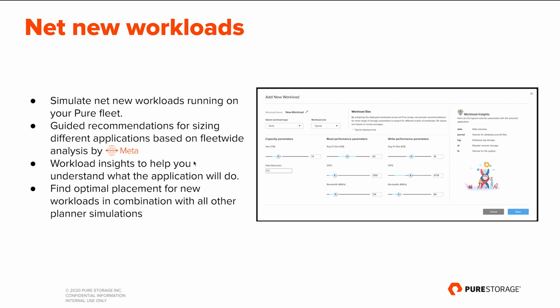Once you've accurately sized the different applications you want to run, you can then pick the optimal placement for these workloads across your fleet using all of the simulation tools that the planner has to offer. We believe with the addition of this feature, the Pure1 Planner has become even more of a holistic planning tool to help you get the most out of your fleet, to maximize utilization while minimizing risk.